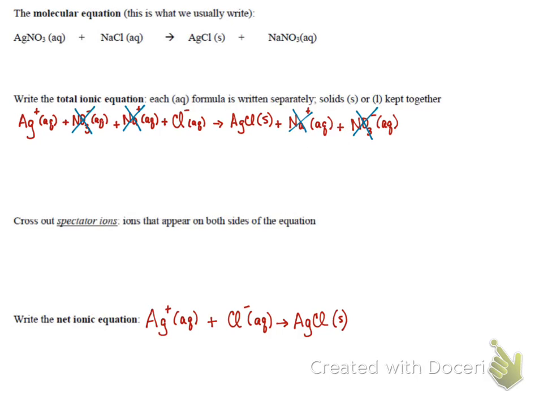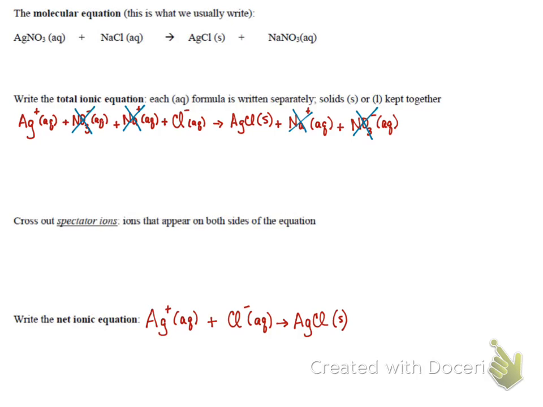And then notice that just like an algebra problem, we can cross out ions that appear on both sides of the equation. So nitrate is over here and on the right. Sodium is on the left and on the right, so we can cross them out because they cancel. We call them spectator ions. They don't do anything. They just sit around and watch everything happen. And we are allowed to get rid of them. They appear on both sides of the equation.